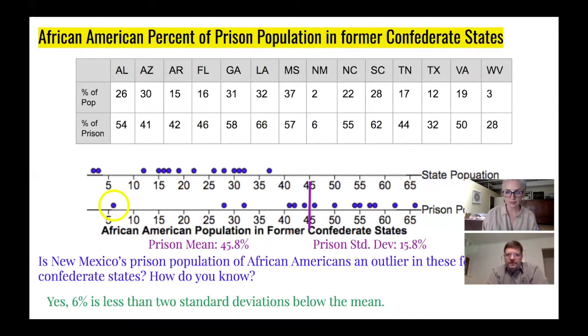Different books and different subjects might define outliers slightly differently, but this is our definition of outlier for this course.